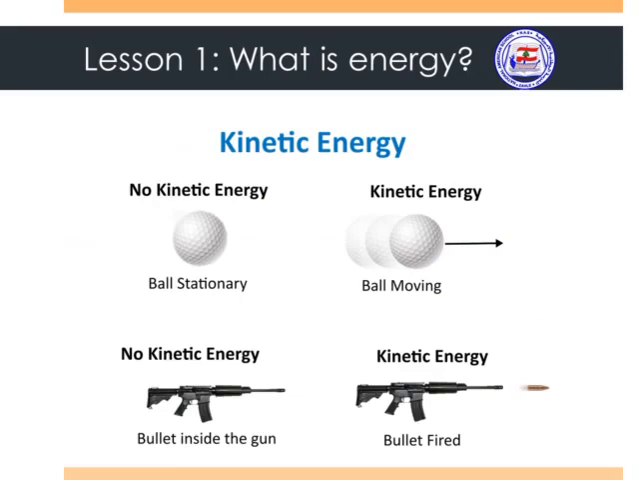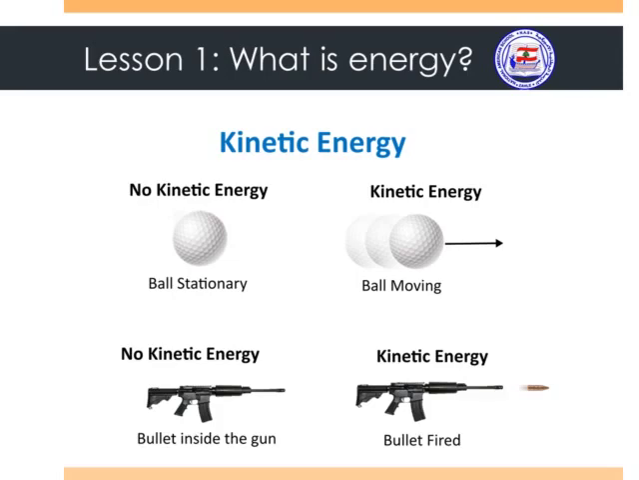To understand more what kinetic energy is and when this energy exists, let's look at this picture in front of us. In the first example, we have a tennis ball. Now the first ball is stationary, which means that it's not moving. In this case, the ball does not have kinetic energy. However, when the ball starts moving, it will have kinetic energy.